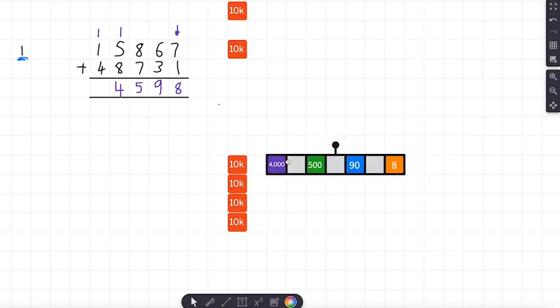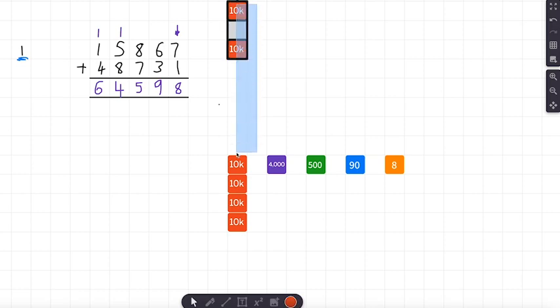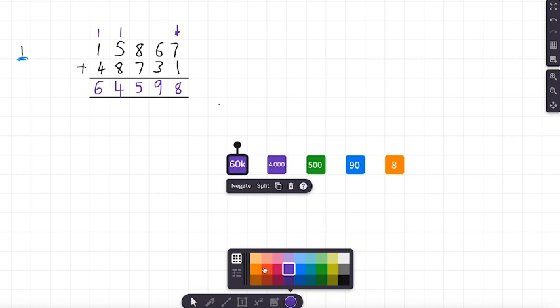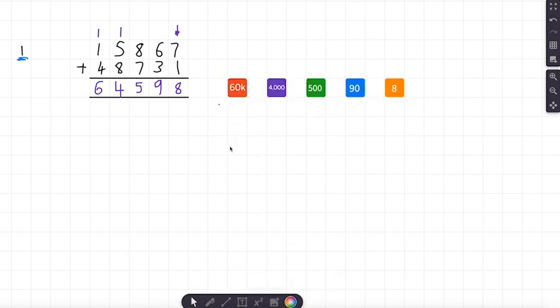Okay, on to the final column, which is the 10,000 column. We have 1 plus 1 plus 4, which is going to give us 6. And that stands for 60,000 because we're in the 10,000 column. So here's 1, 2, and the 4, that's our 6. Merge those together, gives us 60,000. So overall our answer is 64,598.